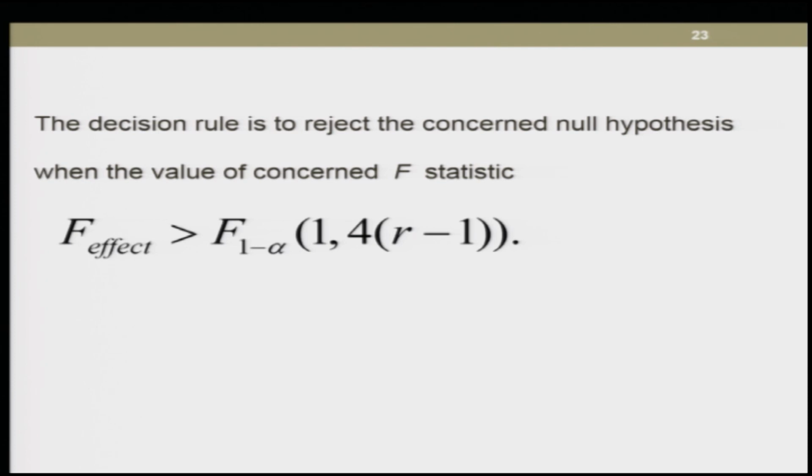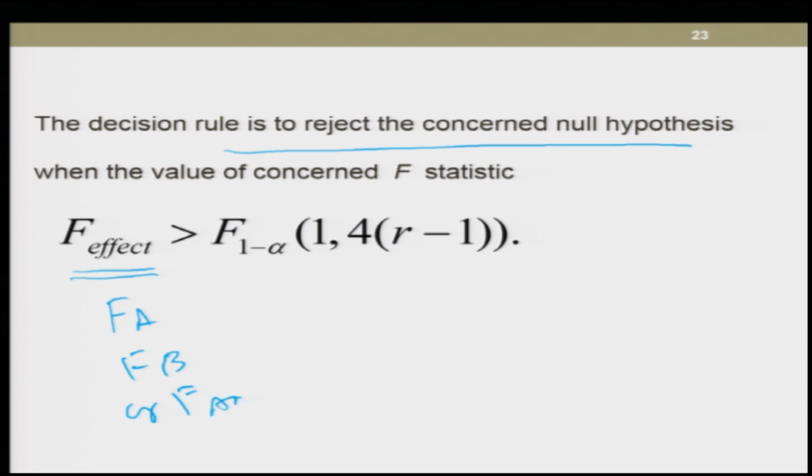In case you want to take a decision, we have the same rule that we have discussed many times in the past in the case of analysis of variance: we will reject the concerned null hypothesis when the F statistic obtained on the basis of the given set of data, which is FA, FB or FAB, is greater than its tabulated value, which is obtained from the F table. So, this is all about the 2 square factorial experiment.